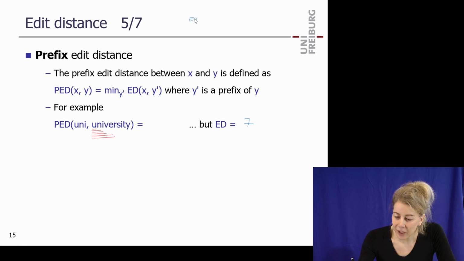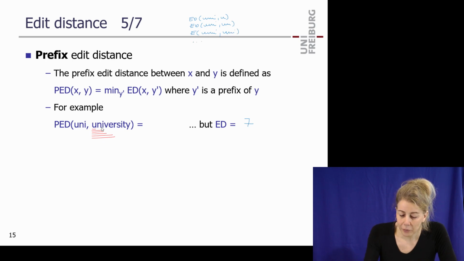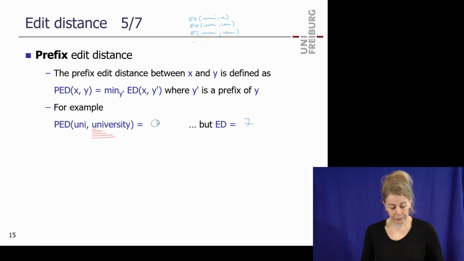So what I'm doing is I'm computing the edit distance for u, un, uni, and so on. And I take the smallest of these. So what's the prefix edit distance between uni and university? Yeah, I hear a 0, and that's correct. It's a 0 because there is a prefix here, namely uni, where the prefix edit distance is 0. So prefix edit distance 0 means it's a perfect prefix.